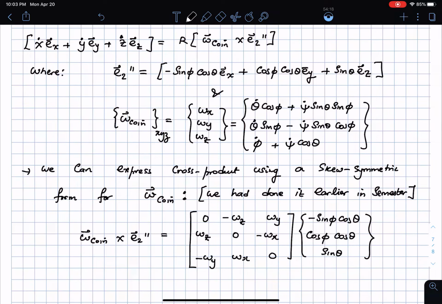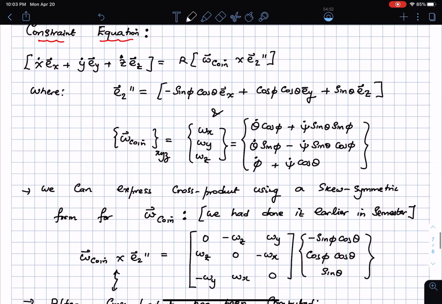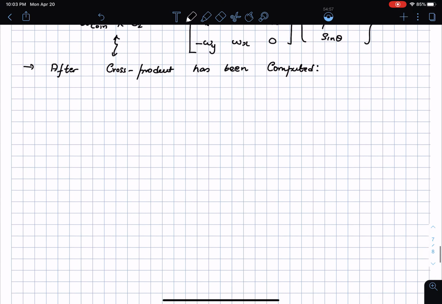And so what we are going to do is the following. After the cross product has been computed, that is that guy there, I'm going to end up with the following. What I'm essentially going to do is take the EX terms on all the sides and then compare them with respect to each other, EY terms and EZ terms. So before I do that, let me write out the following.